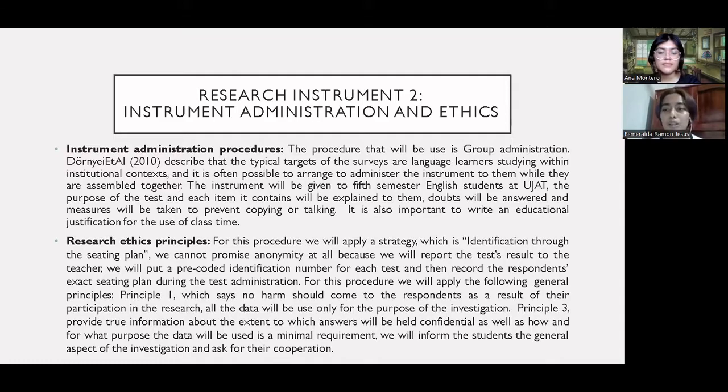And also we will apply the same principles, principle 1 and principle 3, that my partner already mentioned. And this is all for us.